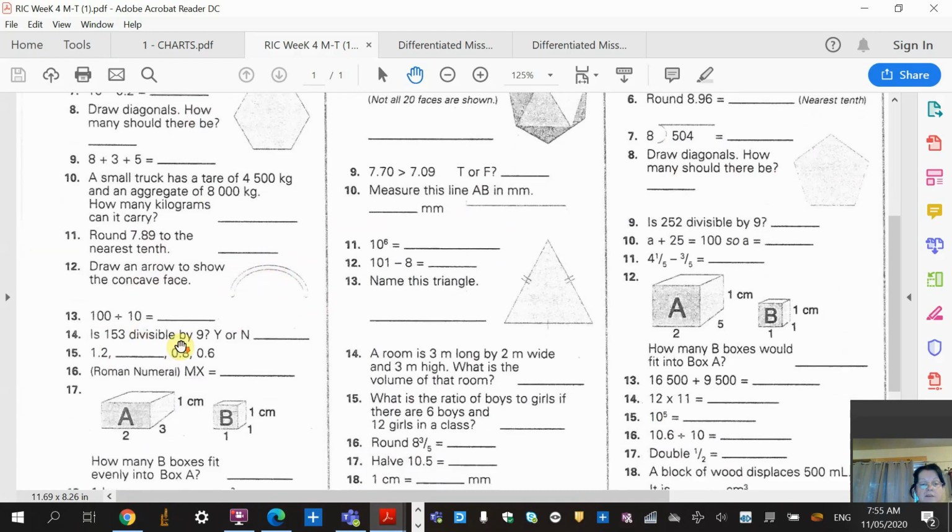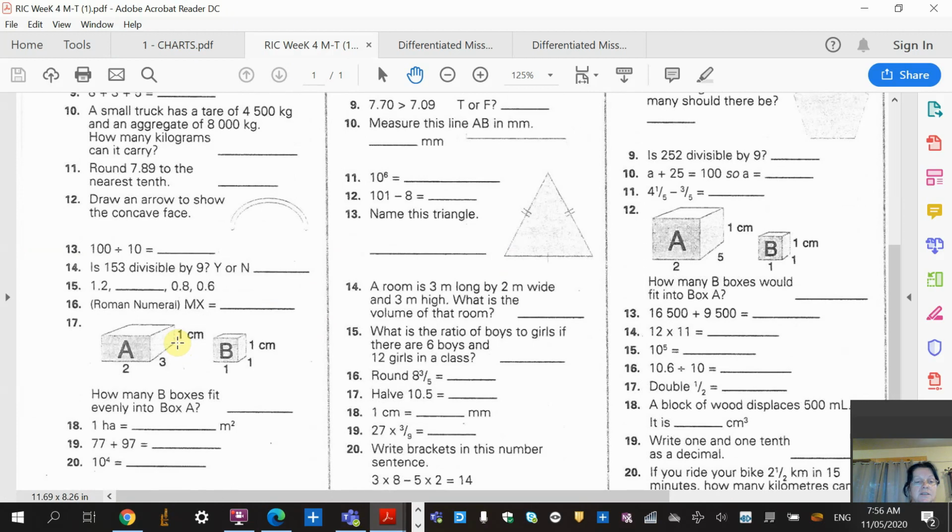100 divided by 10, we should know how many tens are in 100. And when we're dividing by 10, a really easy way, there's 1 zero there, so we take 1 zero off.